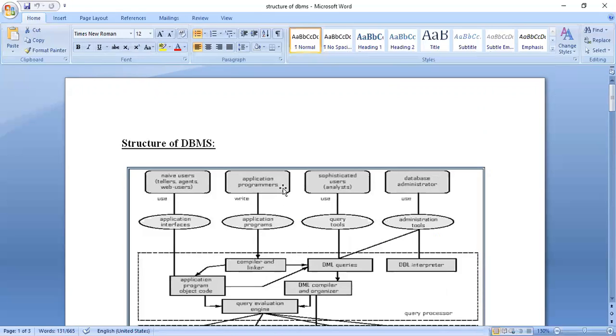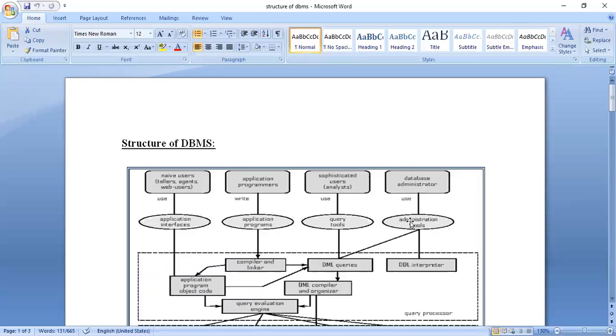Application programmers are at the development level, at the coding level, at some company level. These application programmers write application programs, and whenever you say a program, it should always have a compiler and a linker in order to compile and execute the code. If you have any external directories, those directories must be linked. So the application programmers write application programs and also use a compiler and linker. Again, sophisticated users are called analysts. They use query tools so that they can work on the DML queries.